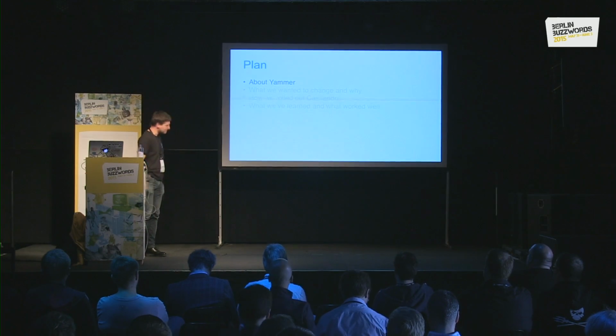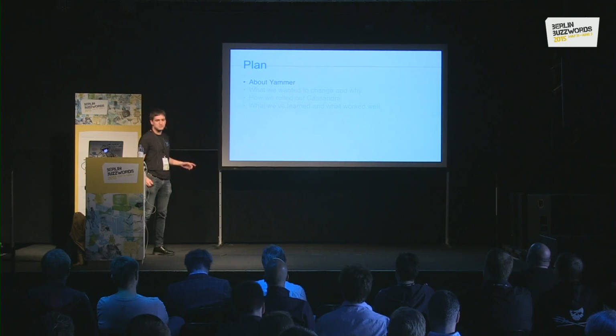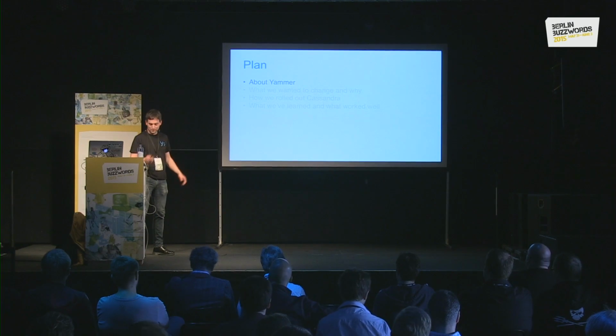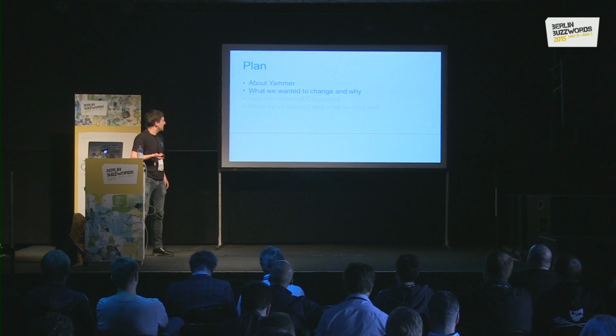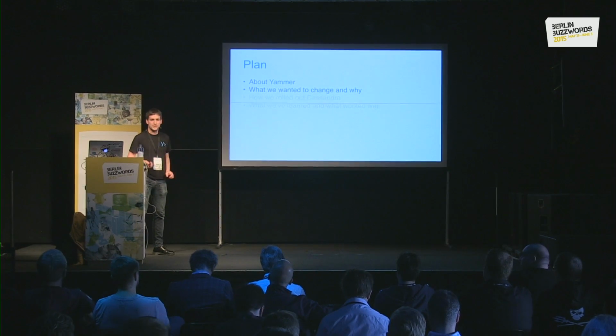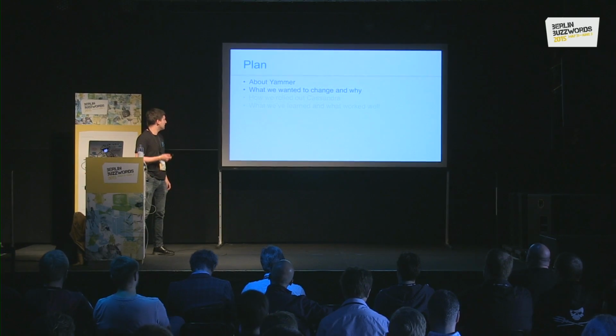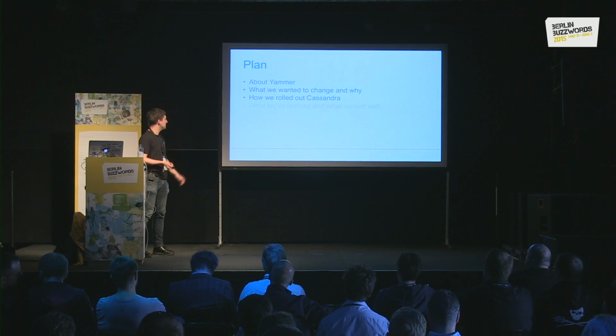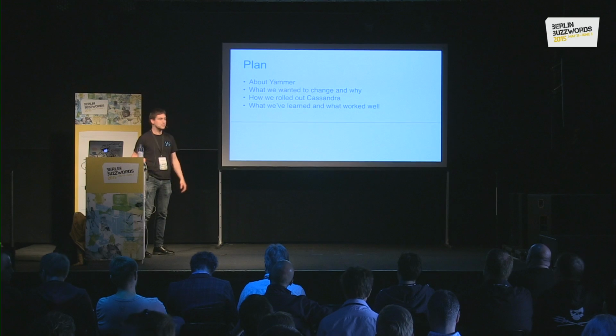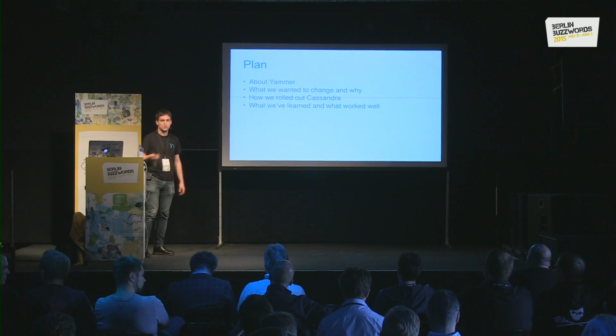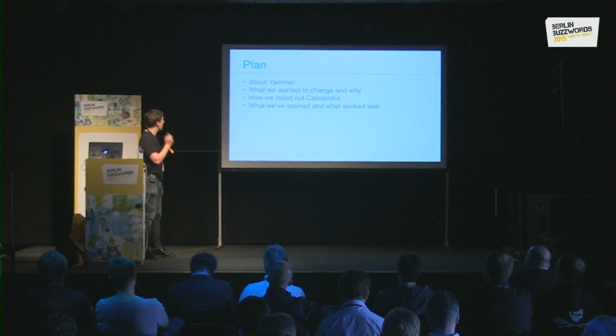Okay, so this is the rough outline of what we're going to talk about. I will briefly tell you about Yammer for those who don't know. Then I will explain what we wanted to change and why. Then how we rolled out Cassandra and what problems we encountered. And finally, I will conclude by talking of what we've learned and what worked well for us on that project.